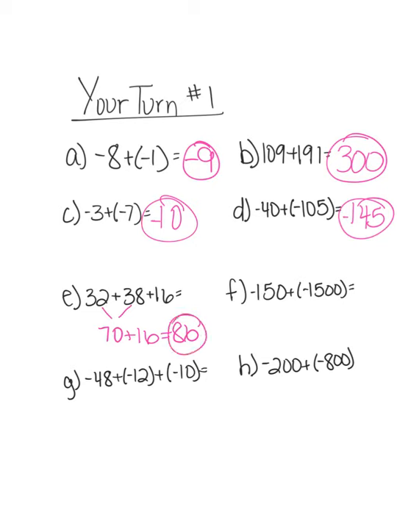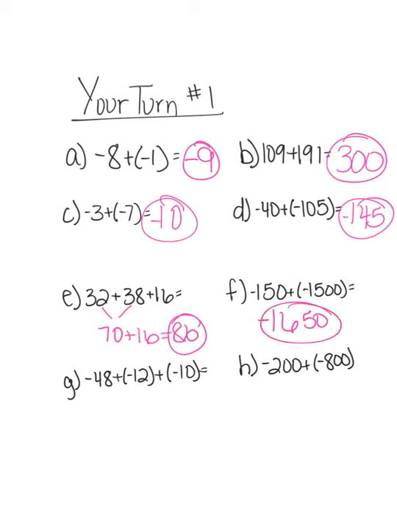F, -150 plus -1500. They're both negatives, so we're just going to add the absolute values, which is 1,650, and we're going to apply the sign of both integers, a negative, and we've got -1,650 as our sum.